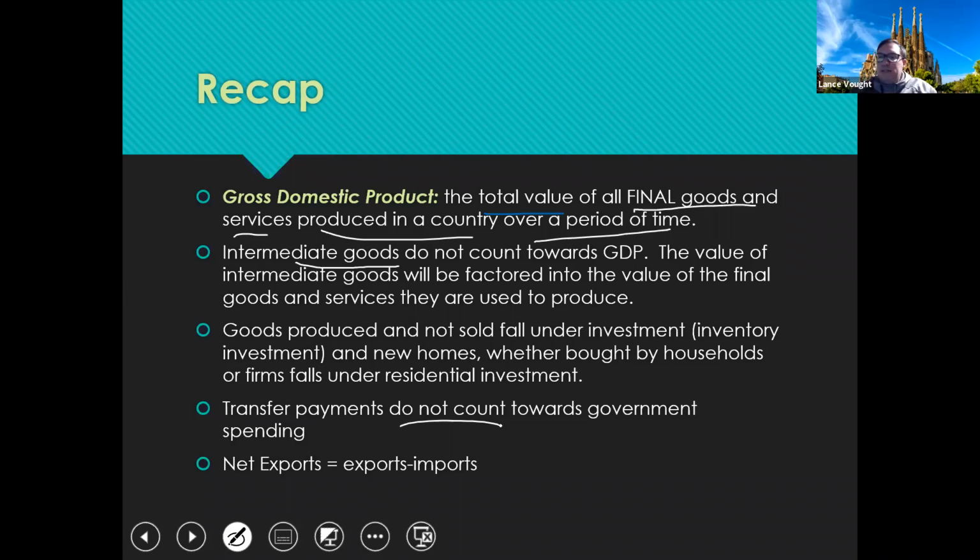And then last but not least, net exports. Remember that exports count positively towards GDP and imports count negatively. One of the biggest mistakes that I see when people are calculating net exports is they falsely ignore imports and count them as zero when they actually should be negative. So please do not make that mistake.